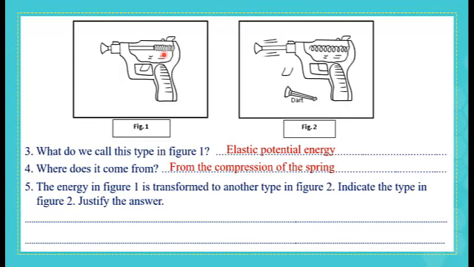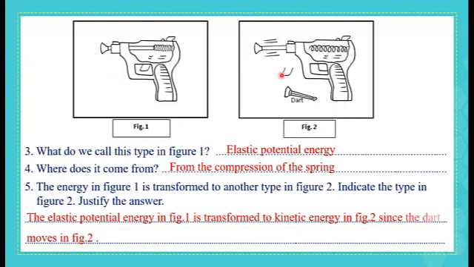The energy in figure 1 is transformed to another type in figure 2. Indicate the type in figure 2, justify the answer. The dart here is moving, so the elastic potential energy is transformed into kinetic energy, because kinetic energy is the energy of movement. The elastic potential energy in figure 1 is transformed to kinetic energy in figure 2 since the dart moves in figure 2.